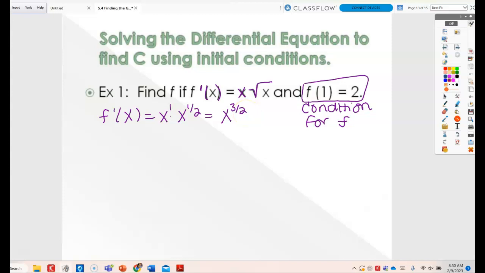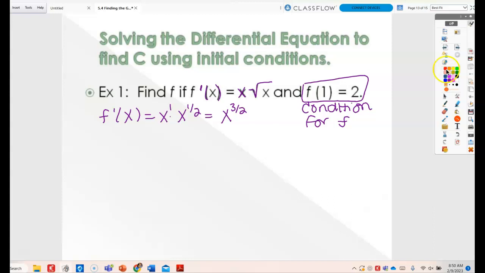And the reason I want to do that is x to the 3/2 is a lot easier to integrate than x root x. So again, it comes into play like, do you know your algebra? So x on the outside is really like x to the 1. Square root of x is x to the 1/2. Two same variables multiplied together says you add their exponents, giving me that 3/2.